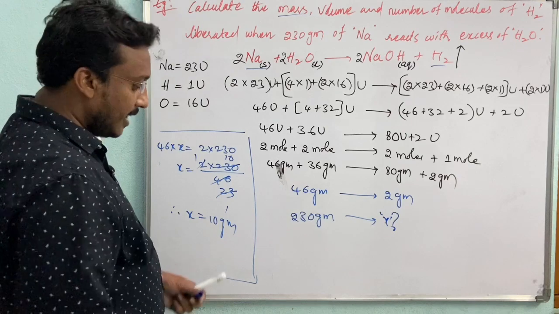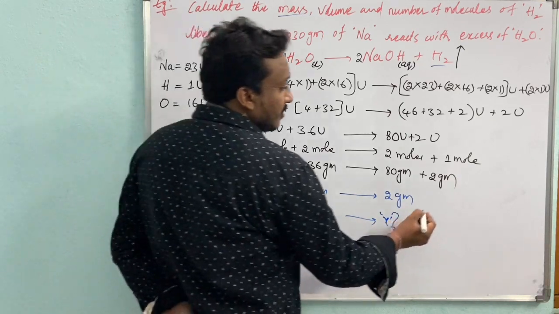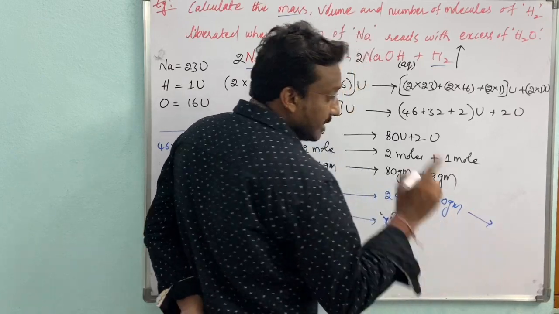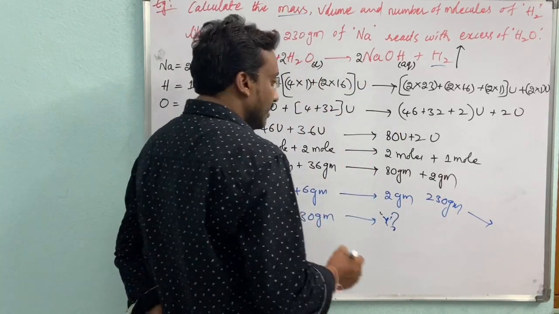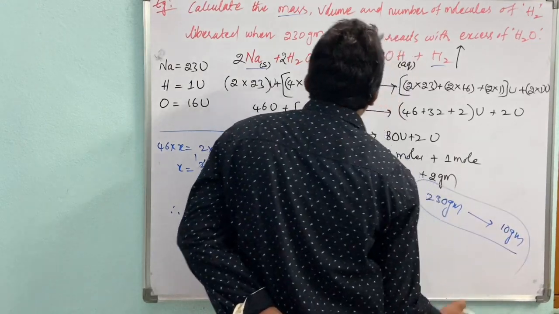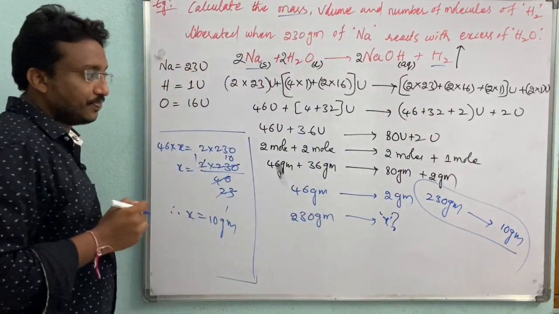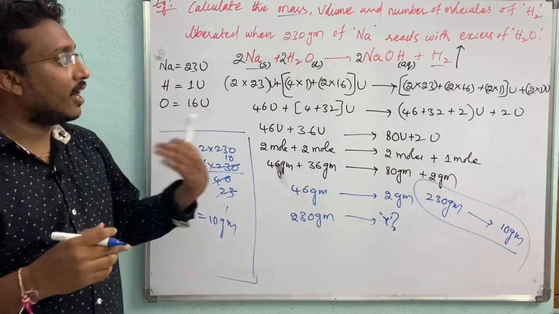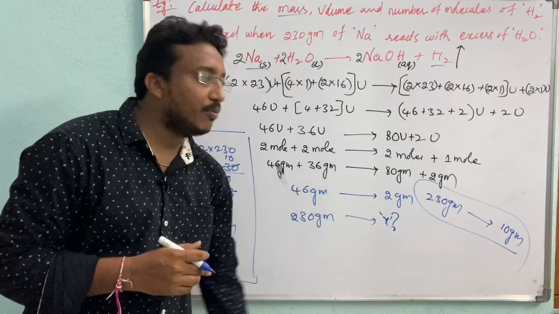That means if 230 grams of sodium reacts with excess water, it gives 10 grams of hydrogen, right? Here we got the mass. This is considered the mass relationship. Now we are going to find the mass and volume relationship.